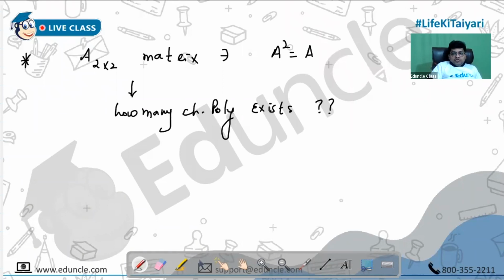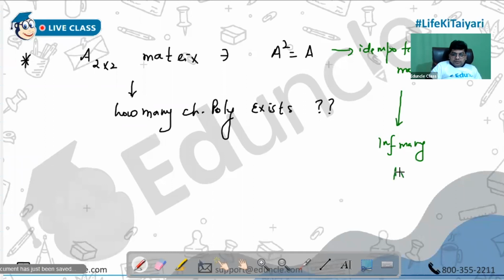Generally, what does the student think? The student thinks this is the idempotent matrix, and idempotent matrices are infinitely many. If the determinant is 0, then infinitely many, you know. If the determinant is non-zero, then unique.